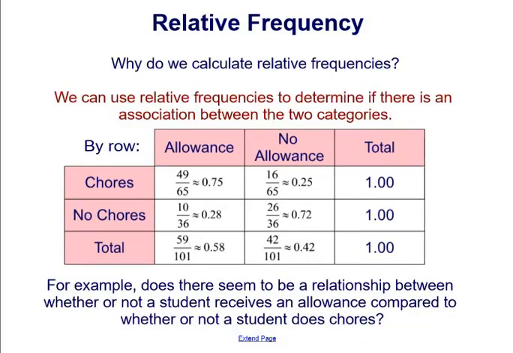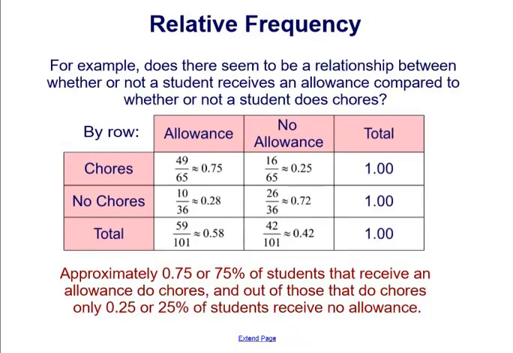Well, we can use relative frequencies to determine if there is an association between the two categories. So, for example, does there seem to be a relationship between whether or not a student receives an allowance compared to whether or not a student does chores? So we're looking at the allowance category and then the chores versus no chores categories. So we can see that approximately 0.75 or 75% of students that receive an allowance do chores. But out of those that do chores, only 0.25 or 25% of students receive no allowance.